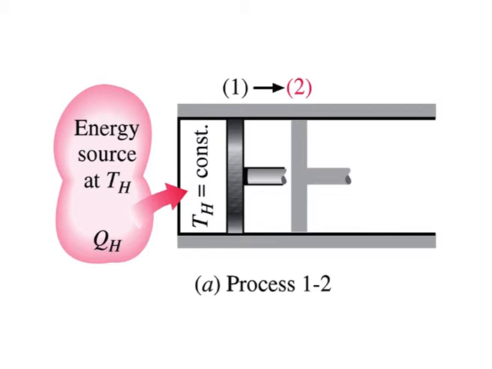But as soon as the temperature drops by an infinitesimal amount dT, some heat is transferred from the reservoir into the gas, raising the gas temperature to Th. Thus, the gas temperature is kept constant at Th. Since the temperature difference between the gas and the reservoir never exceeds a differential amount dT, this is a reversible heat transfer process. It continues until the piston reaches position 2. The amount of total heat transferred to the gas during this process is QH.